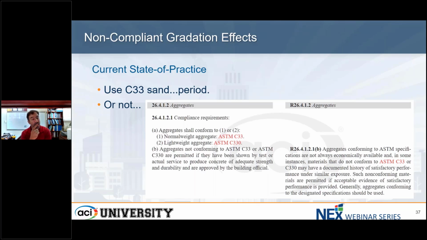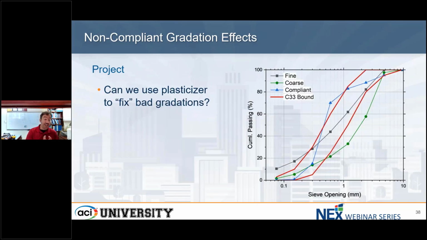Interesting. So we actually had the ability, and maybe some of you listening in have actually done this, we have the ability and have had it for a while to use non-compliant sands in structural concrete, but it has to be approved by someone. And which one of you are putting your stamp on that? So what are we going to do? Well, we were like, okay, one of the big issues is the strength and durability of this mix. And can we use plasticizers and come up with workable, strong, durable mixes?